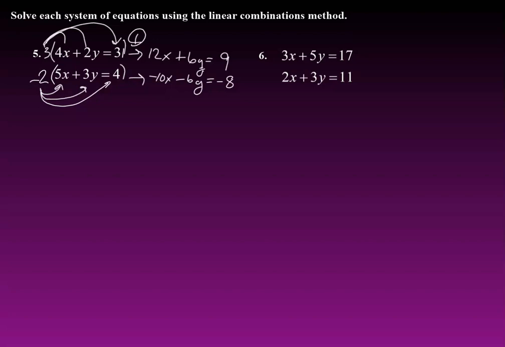Now we're going to add the two equations together. So 12x minus 10x is 2x. Positive 6y and negative 6y cancel out. And 9 minus 8 is 1. So we get 2x equals 1, and we have to divide by 2. X is going to equal a fraction, and it's going to be 1/2.